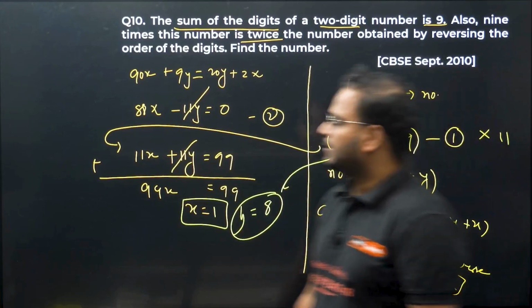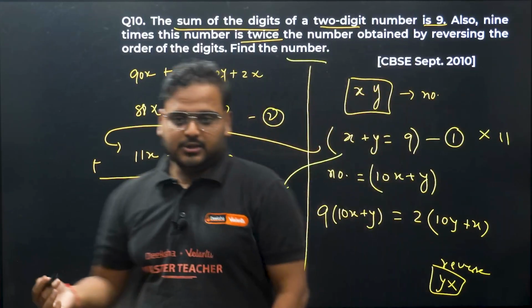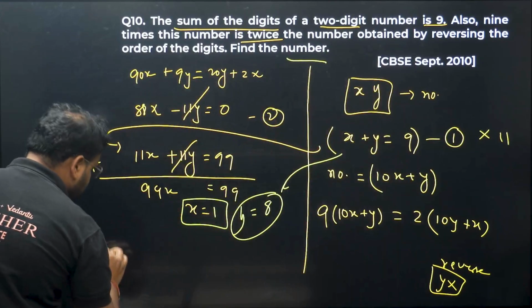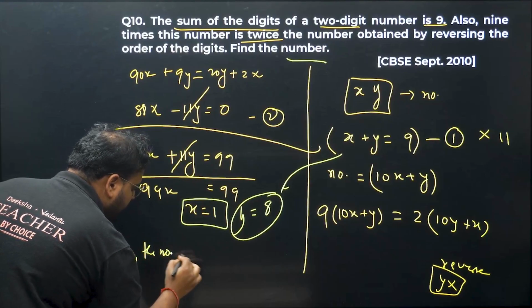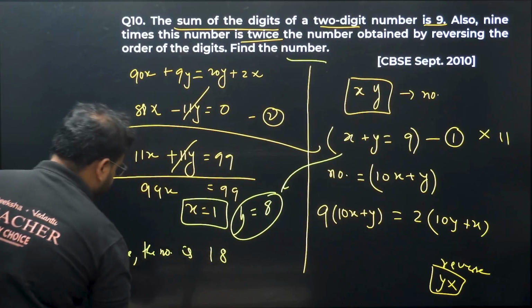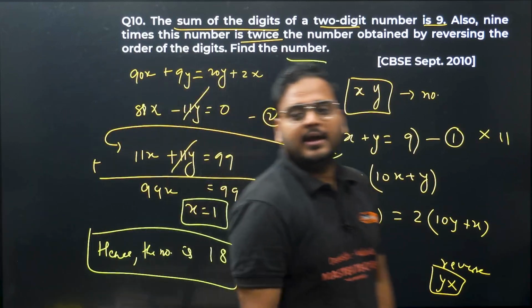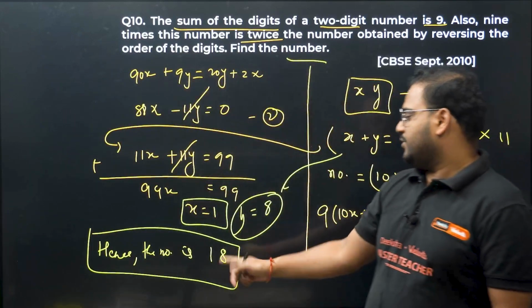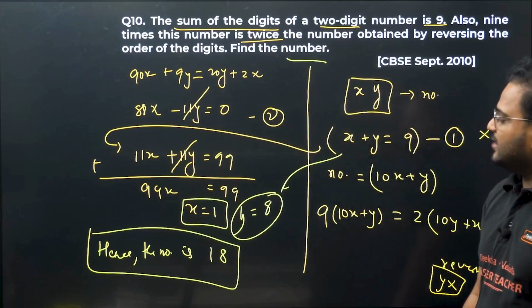What is my number then? What are they asking? Find the original number. Okay. So final answer will be like this. Hence, the number is 18. Please check. If you reverse it, it will become 81. Alright? Good. Question number 10 is also over.